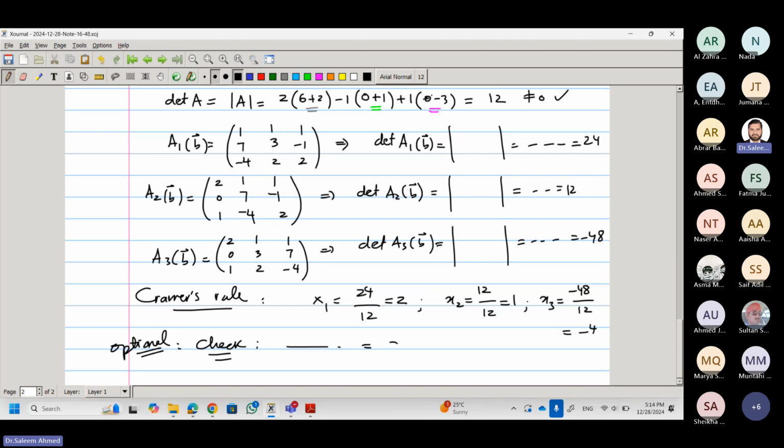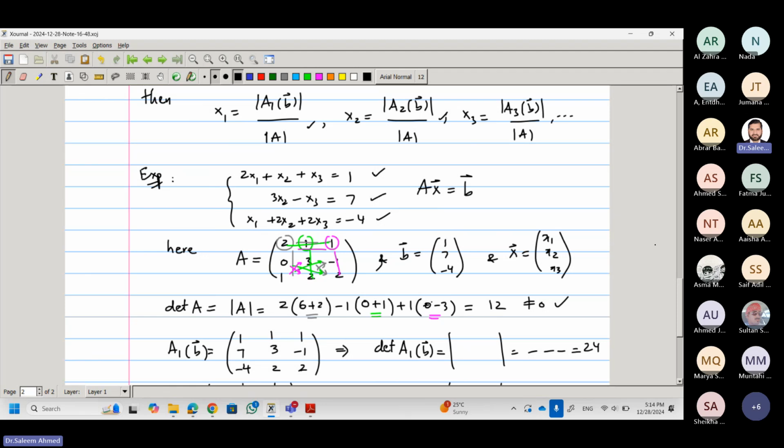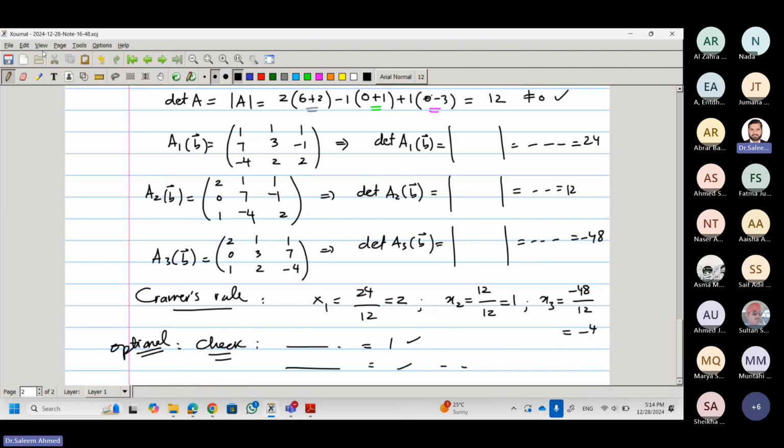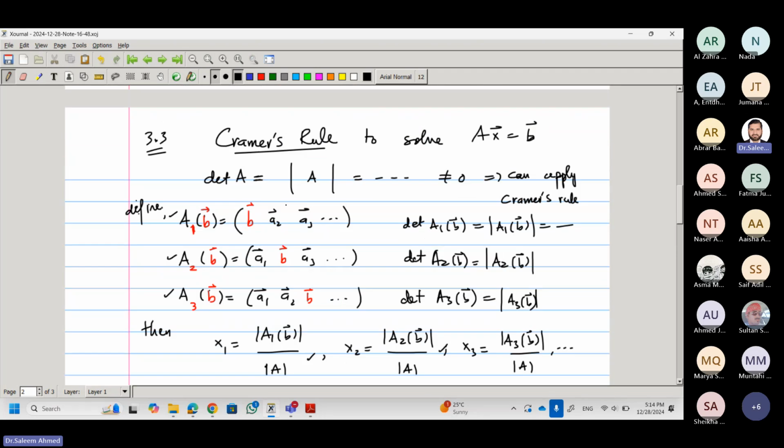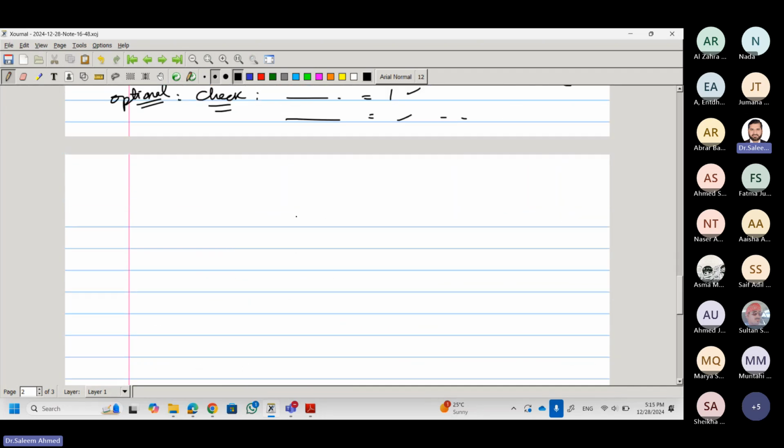So you replace it on the left, the right hand side, so you get all the equations. So it's a good thing to check your answers at the end. If you don't check it, it's not, of course, compulsory. But if you check and everything is okay, then you can make sure that all our calculations are correct.